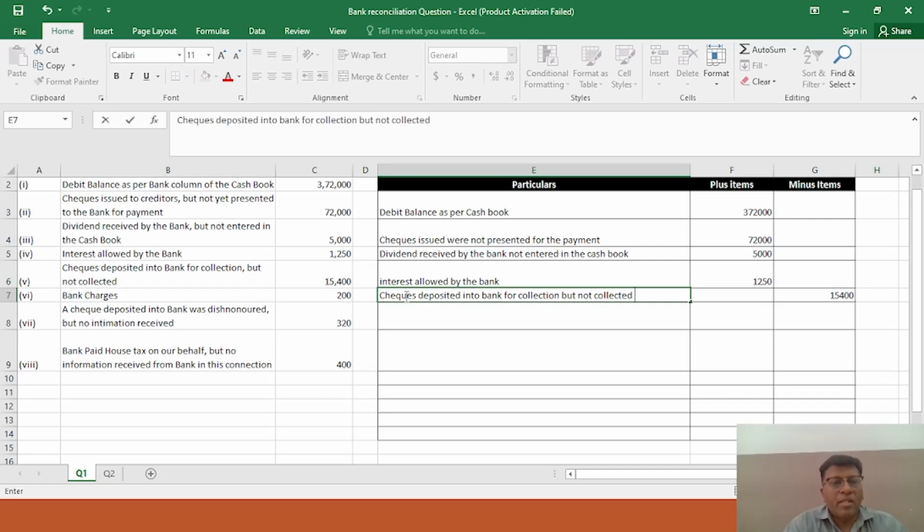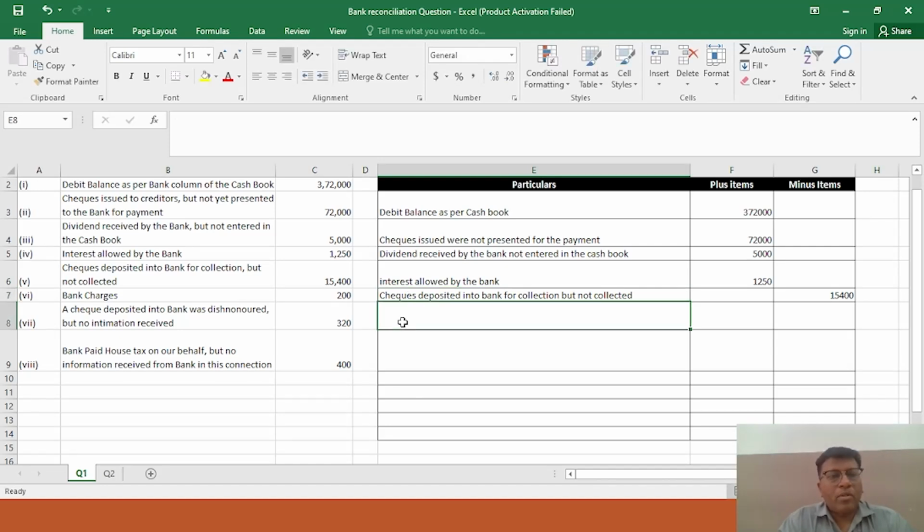So checks deposited into bank, I am just repeating, checks deposited into bank for collection. At the time of these transactions, you record in the cash book that the checks were deposited for collection, so the balance is increased. You increase your cash book balance, but there is no effect in the bank, so the bank balance is less. You have to write this transaction in the minus items, that is 15,400.